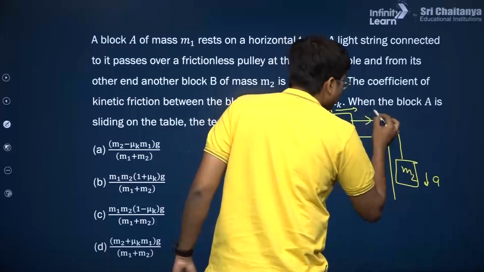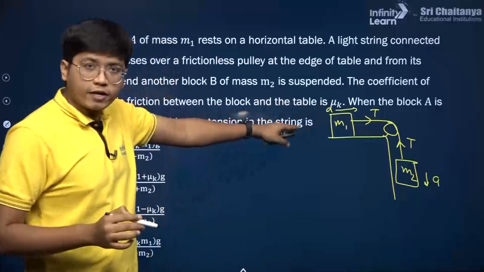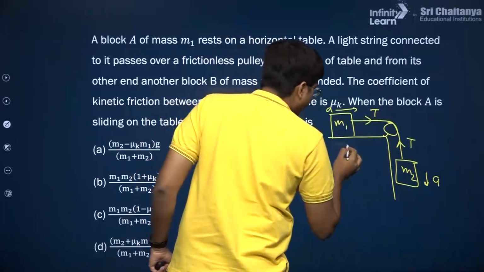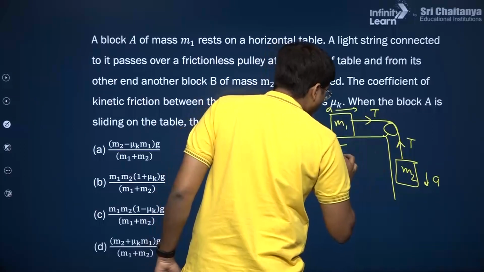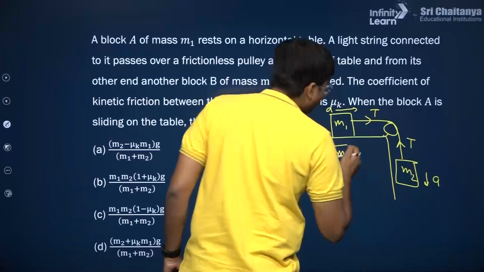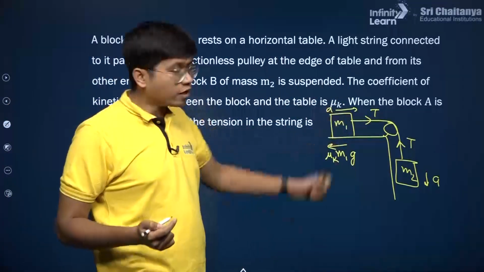Tension in the string is T, and you have the frictional force over here, which, as you can tell, if the acceleration is in that direction, the frictional force is going to be in this direction with mu k m1 g. That's going to be the frictional force magnitude. Coefficient of kinetic friction multiplied with the normal reaction force.